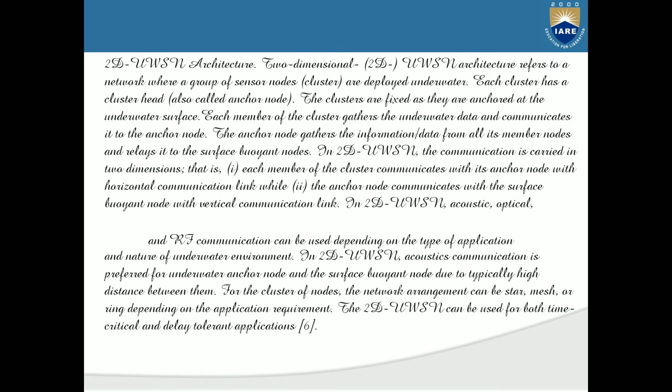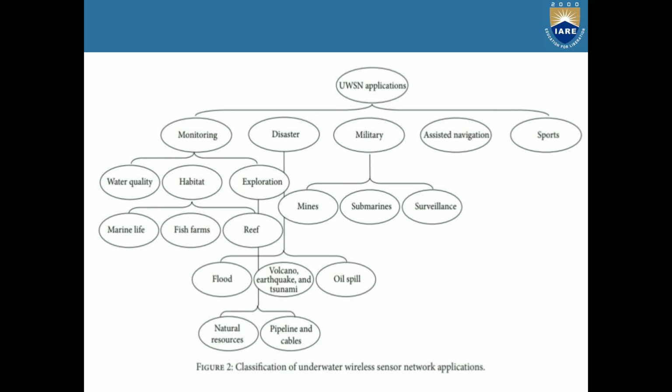In 2D UWSN, acoustic communication is preferred for the underwater anchor node and the surface beacon node due to the typically high distance between them. For the cluster of nodes, the network arrangement can be star, mesh, or ring depending on the application requirement. The 2D UWSN can be used for both types of applications, critical and delay tolerant. Let us see some of the UWSN applications.